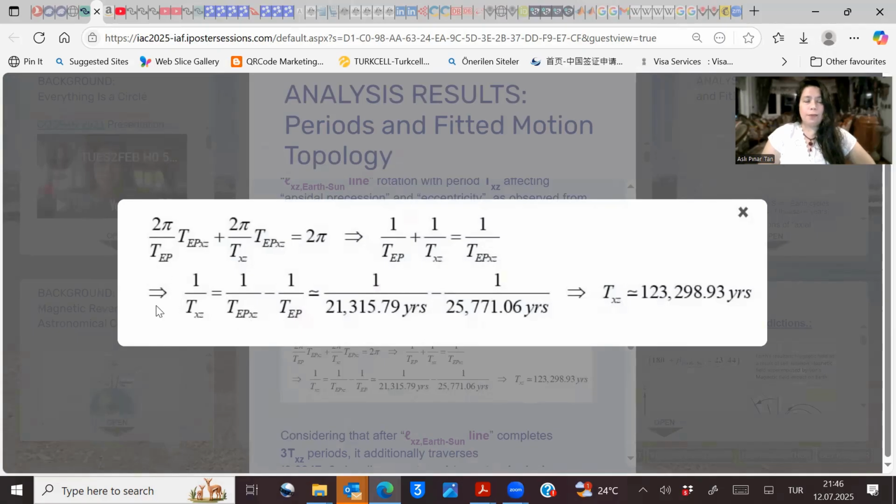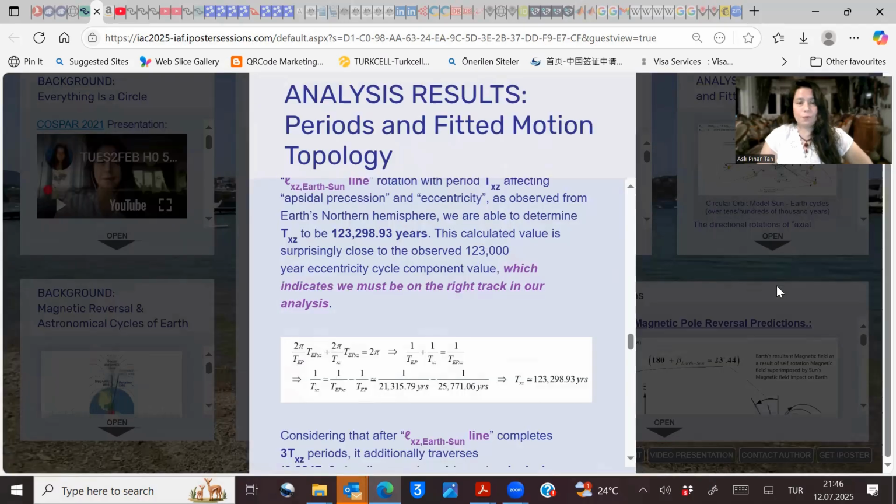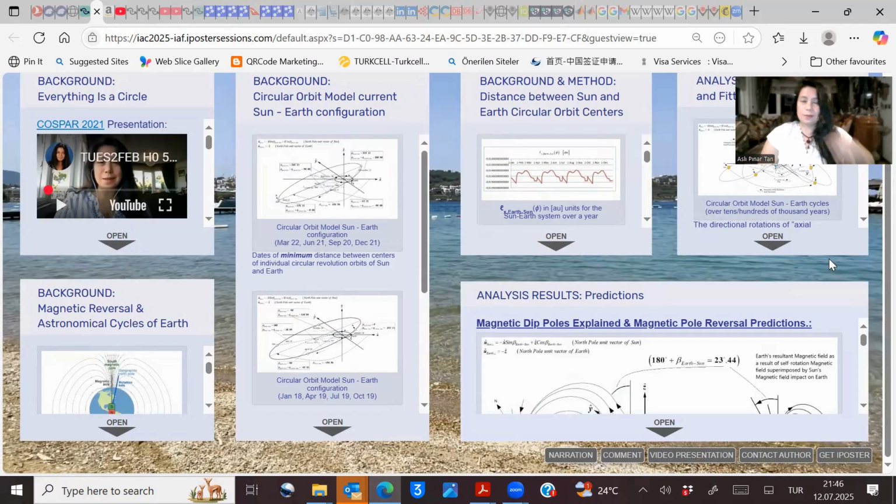We can find the period for the LXZ line then, which turns out to be 123,298.93 years. This is actually very much aligned with the 123,000 year component for the eccentricity. So it's convincing that we're on the right track.